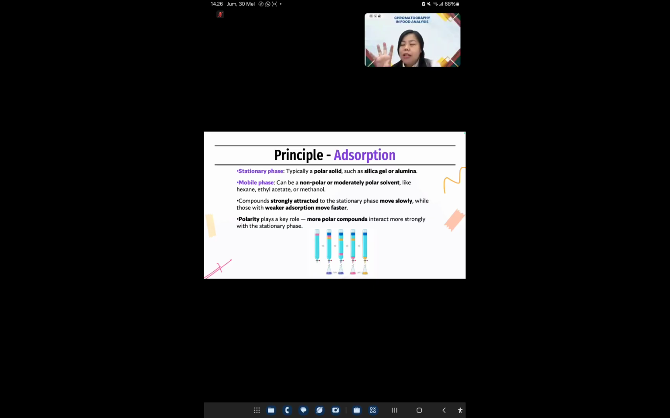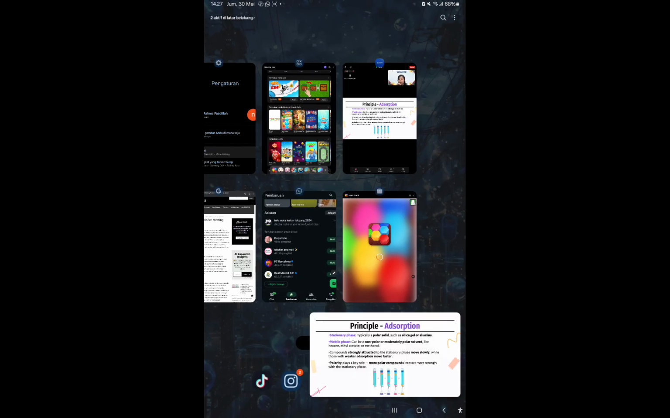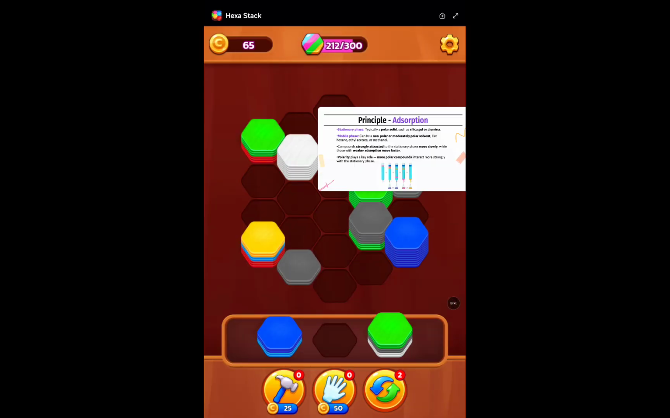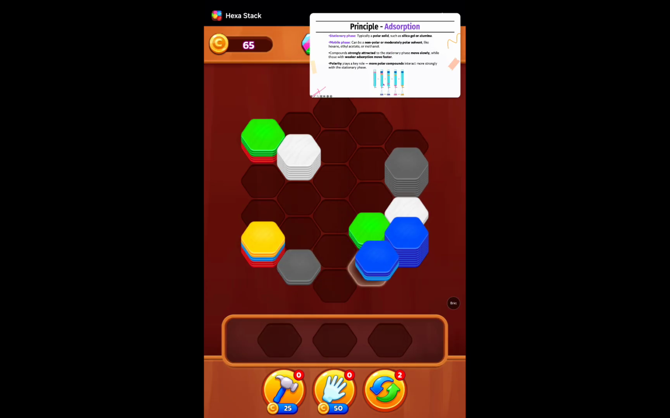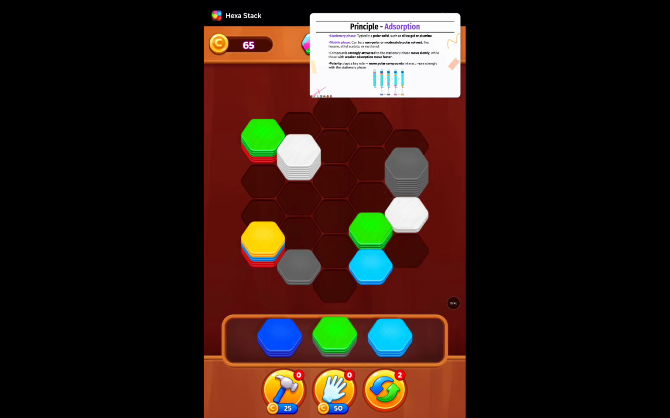This method is usually used for a non-polar setting, so it's better if your mobile phase is non-polar, right? Like you can choose methanol, hexane, ethyl acetate. These are non-polar. If your mobile phase is water, water is very polar, so it's not so suitable for this application. What happens is that the compounds attach to your stationary phase and then move slowly. You can see the band here. I'm not sure you can see my pointer or not.